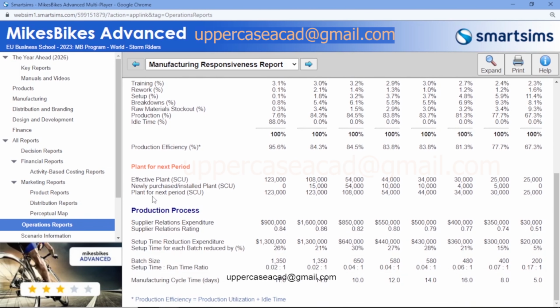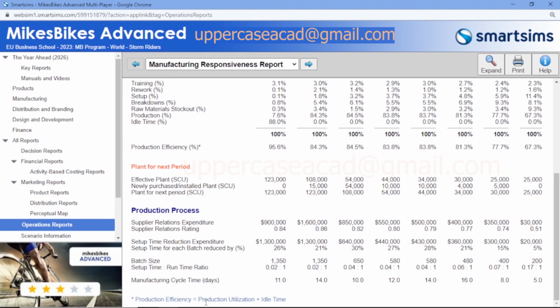Then down here we have the production process. The batch size, if you look at my batch size, I've been increasing it, because I started with 200, now I'm on 1250. Also, if you look down here, we have the production efficiency.